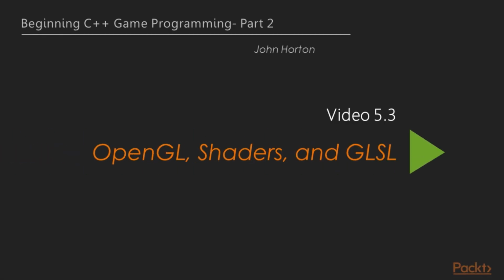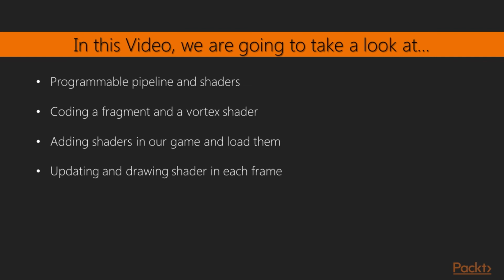Previously, we looked at building a particle system. In this video, we'll learn about programmable pipeline and shaders. We will then code a fragment and a vertex shader. We will also add shaders in our game and load them. Finally, we will update and draw the shader in each frame.